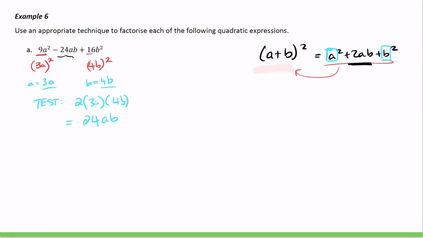That means I can factorize it down to this. Now I've recognized that my first term a is 3a and that b is 4b, so that means I can factorize this down into 3a minus 4b all squared. And the reason that I use minus is because this middle term also has a negative. So this is all about recognition.